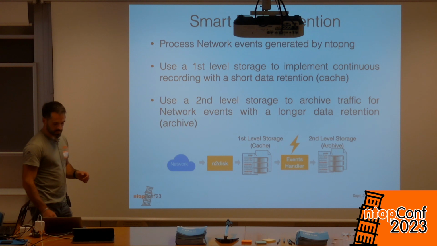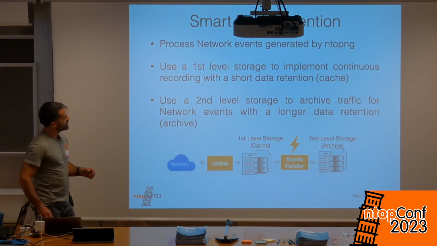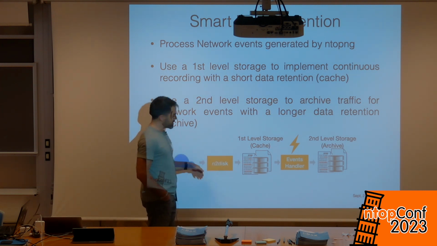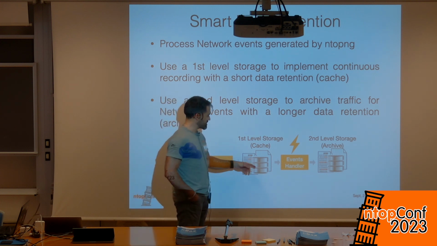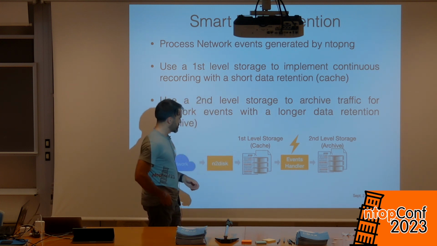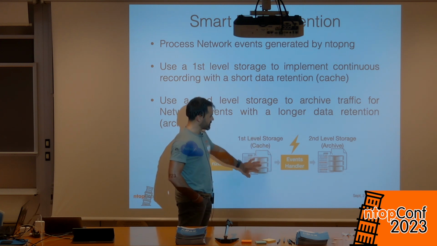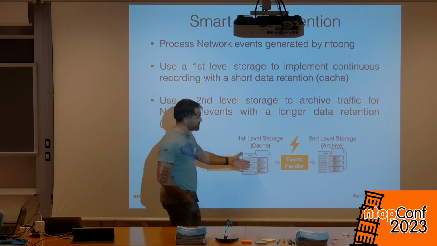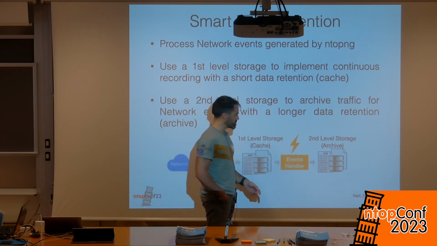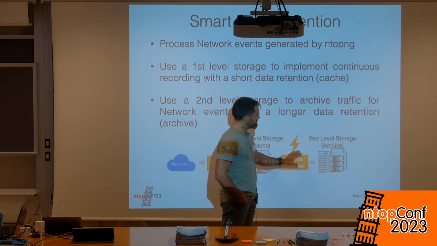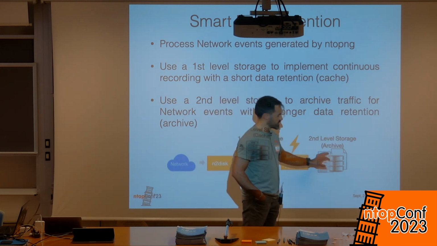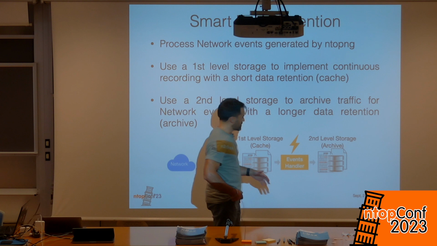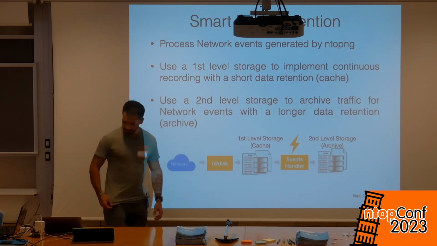So we introduced the smart recording, or the smart data retention. This means that we have ntopConf recording the data, as I said, using a certain data retention to a first level storage that we call cache. Then this data is filtered based on the events exported by ntopng, so security events, and only selected traffic is moved to a second level storage, the archive. So in this case, our data retention is much larger than in the cache.